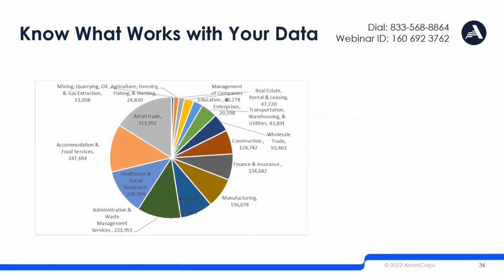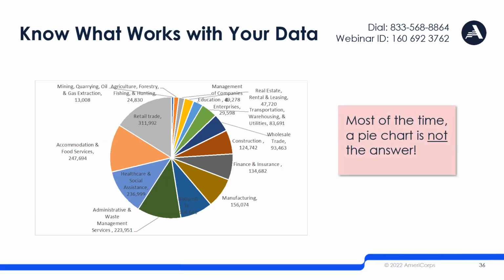Next, know what works with your data and what doesn't. Look at this chart. Does it look familiar? This is the exact same data that was on the previous page, but it's in a format, a pie chart, that is an especially poor fit for something with this many categories. Most of the time, a pie chart is not the answer. There's only a few times when it makes sense.